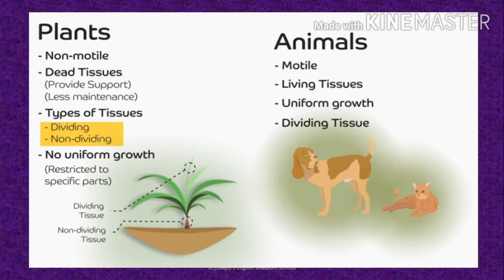So what about the animals? Animals are motile in the sense they move from one place to another. As we have discussed before, they move for the reason of shelter, in search of food and in search of mate. Then as they continue to move, they are very active, they have living tissues. And if you talk about their growth, it is a uniform growth, and they have only dividing tissues.